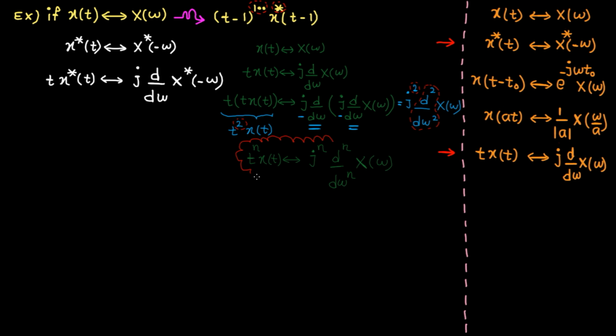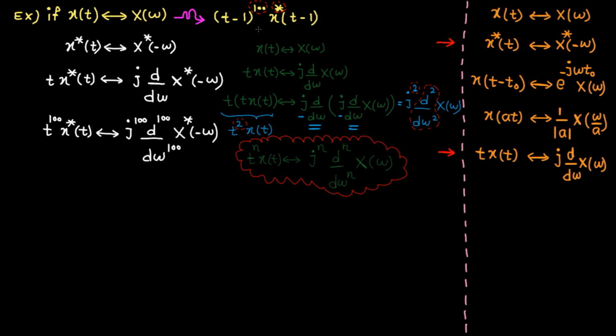Let's use this property and replace t by t to the power of 100. Here we go. The last step is to shift the time by 1 unit and use the time shifting property, where t0 is 1. Done.